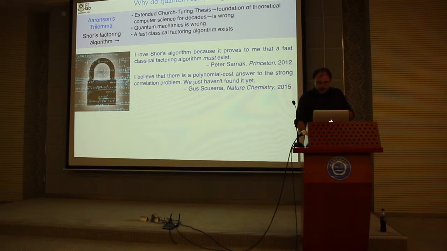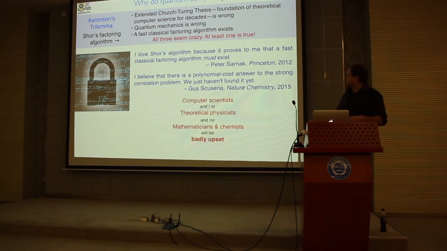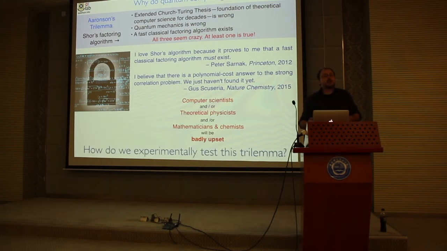Maybe it's true. To people in these individual fields, each of those things is crazy, but at least one of them must be true. And for an experimentalist, this is win-win, because it doesn't matter what you do, you're going to badly upset somebody, either computer scientists, theorists, mathematicians or chemists, so that's nice. So how do you experimentally test this trilemma? And that's how we got into boson sampling.